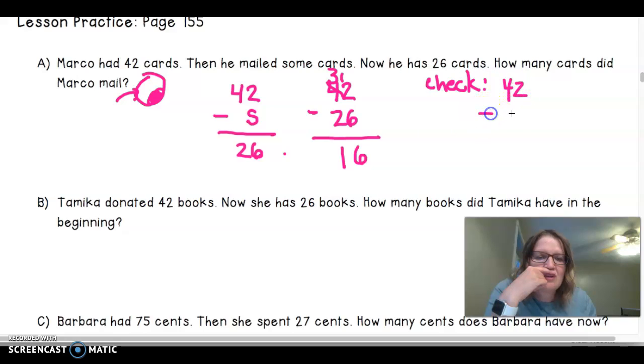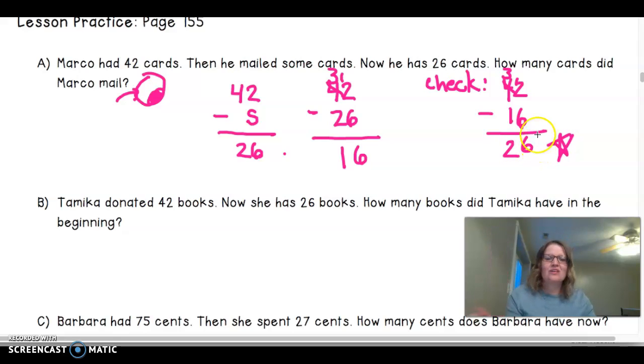42 minus 16. Is this going to give us the number we want? Let's see. 12 minus 6 is 6. 3 minus 1 is 2. Yay! It works! So he mailed out 16 cards.